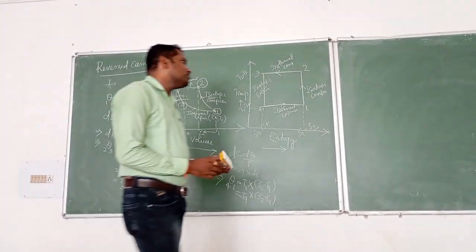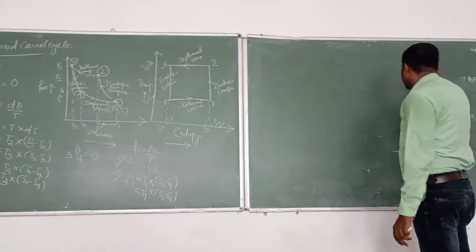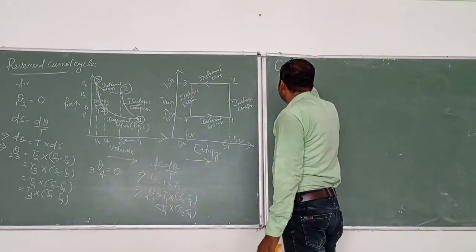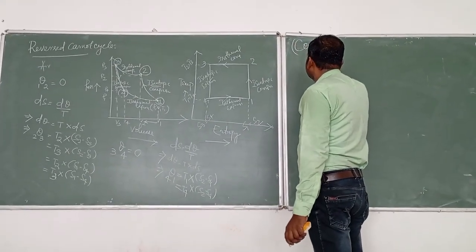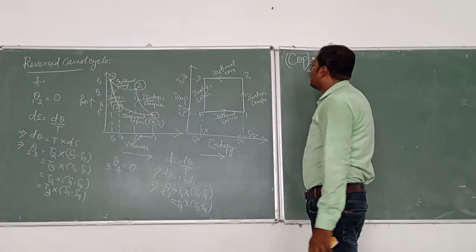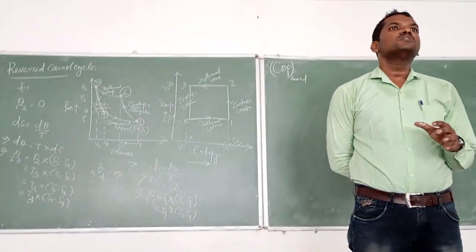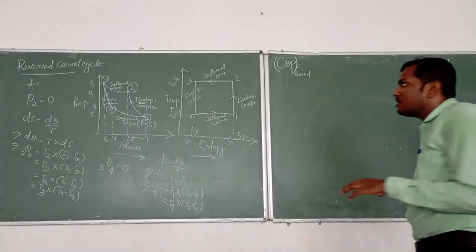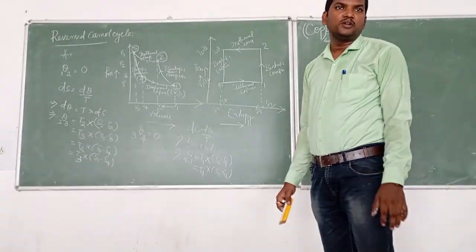So now we have to find out the COP of the refrigerator. COP of a reverse Carnot cycle. Already I have told that in a reverse Carnot cycle, what was the formula for COP of a refrigerator? COP is the amount of heat extracted from that body to the work done.